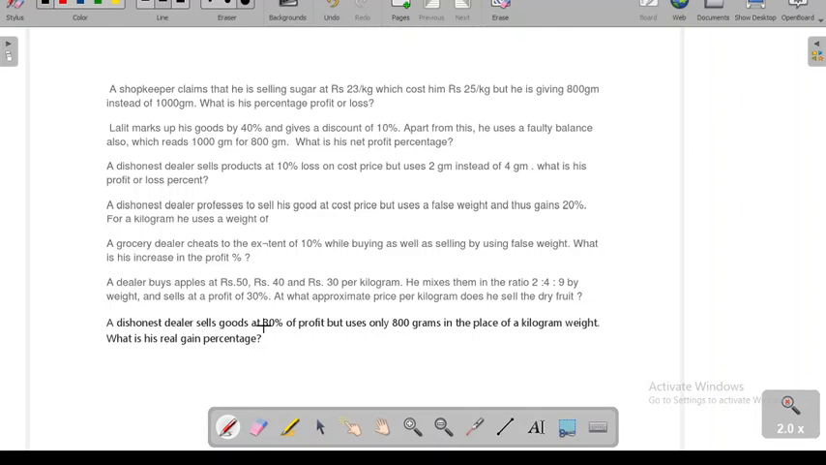So the third question is, a dishonest dealer sells a product at 10% loss on cost price. So there is 10% loss. So this product he is selling at 9. Okay. So 9 by 10.